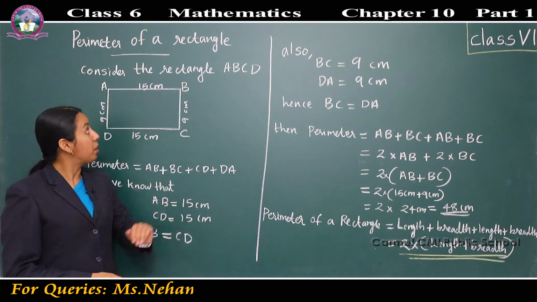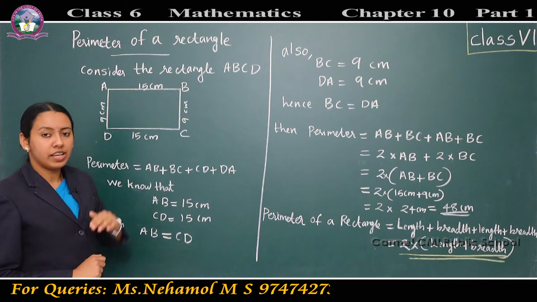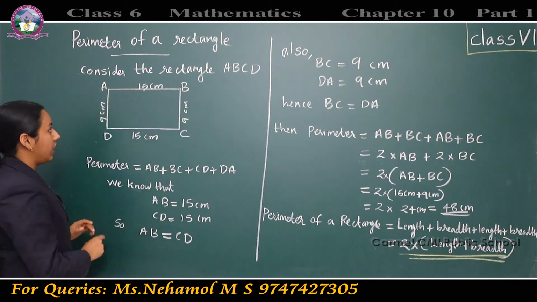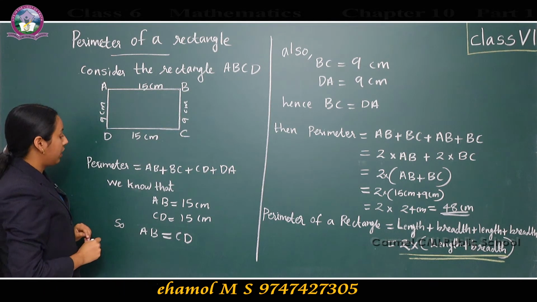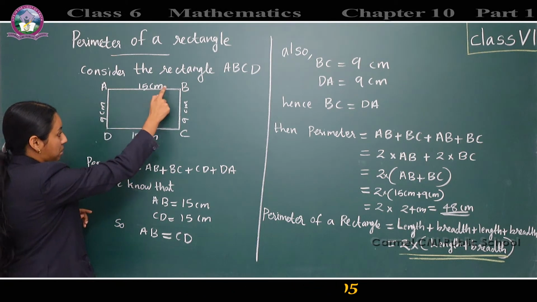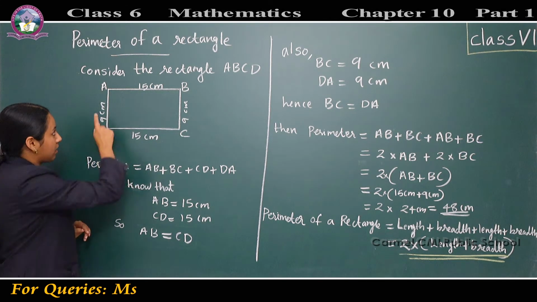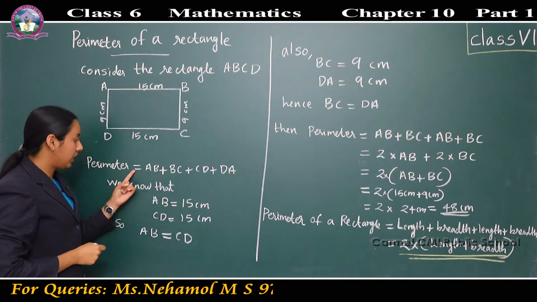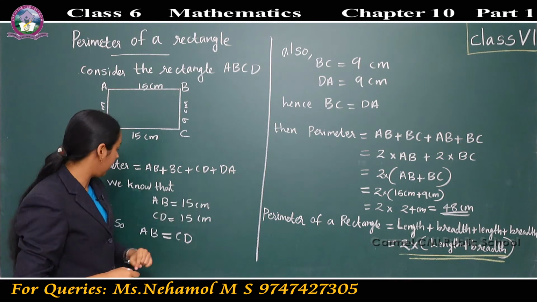Next topic is perimeter of a rectangle. Consider the rectangle ABCD. One rectangle is given here, ABCD. Then, how can we find the perimeter of this figure? Yes, we know that AB plus BC plus CD plus DA, the sum of all these sides, will be the perimeter. Perimeter is equal to AB plus BC plus CD plus DA.